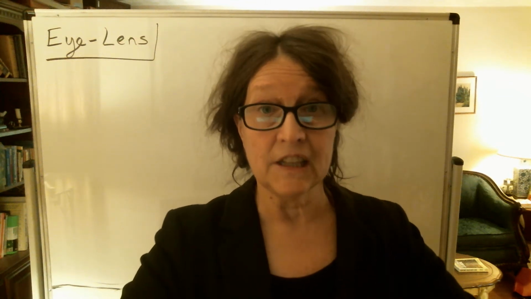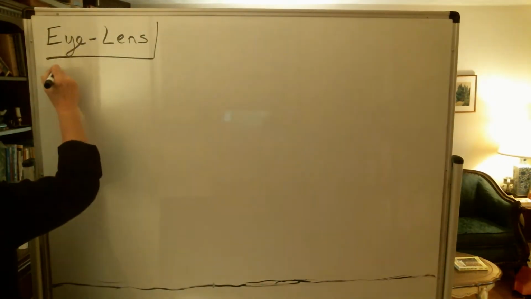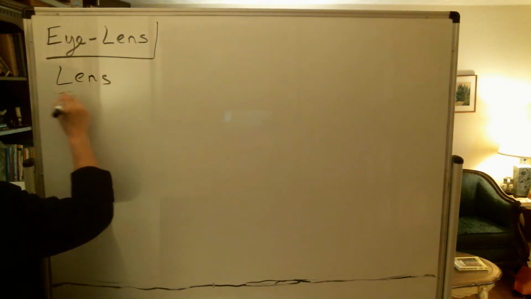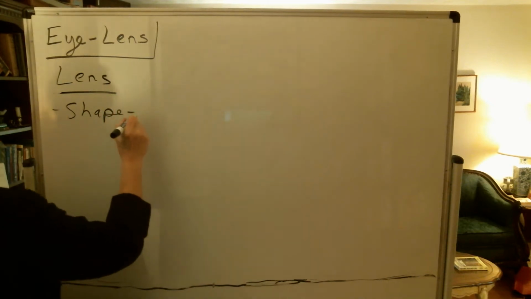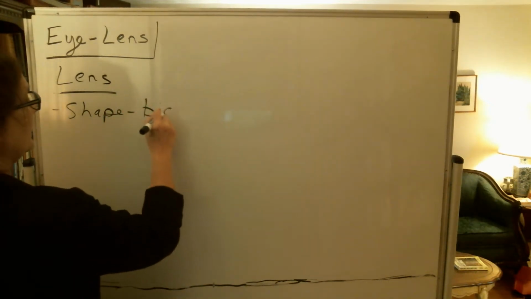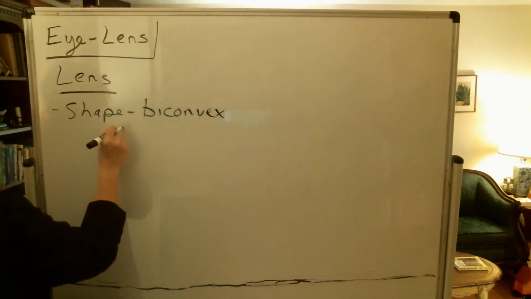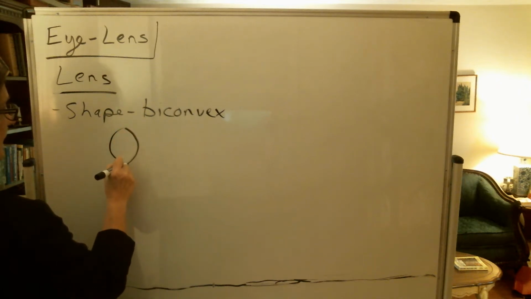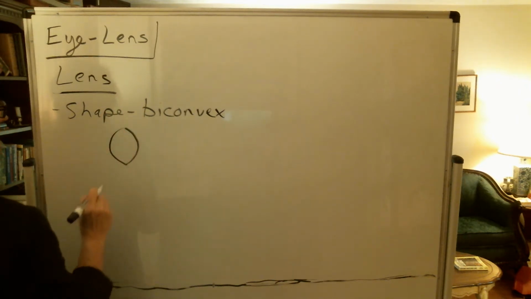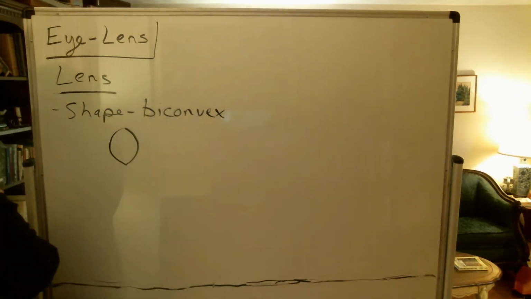This lecture is on the lens of the eye. So the lens has a shape that is described as biconvex. That means it has a convex surface on one side and a convex surface on the other side. That's the shape of our eye's lens.